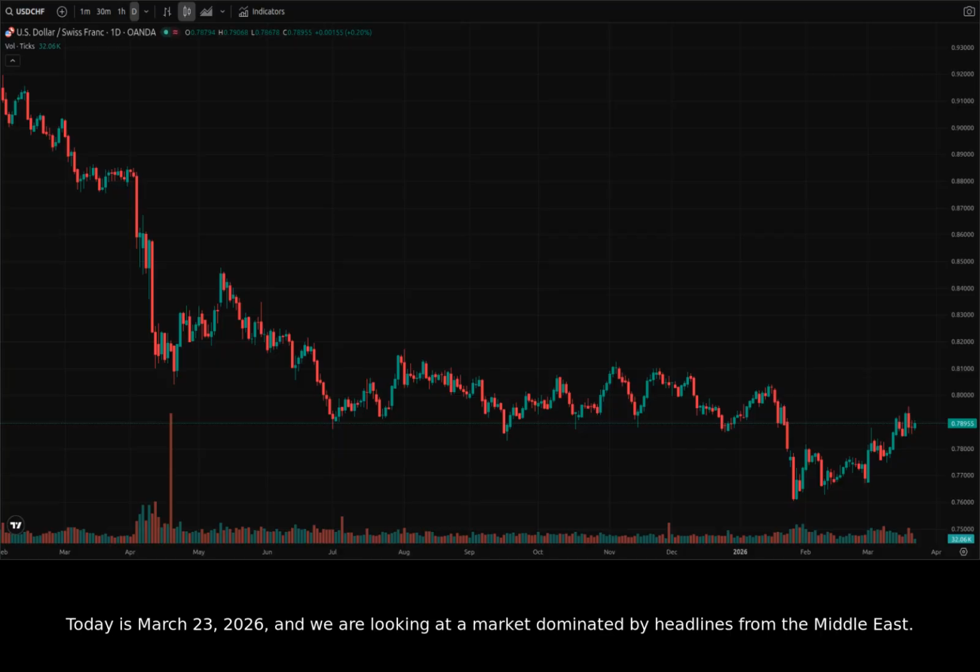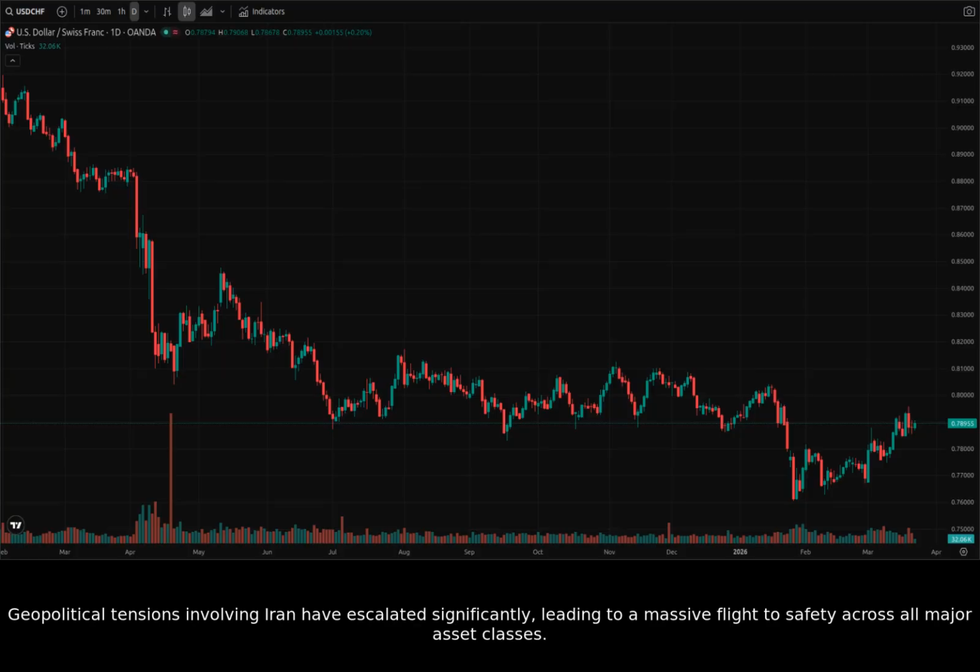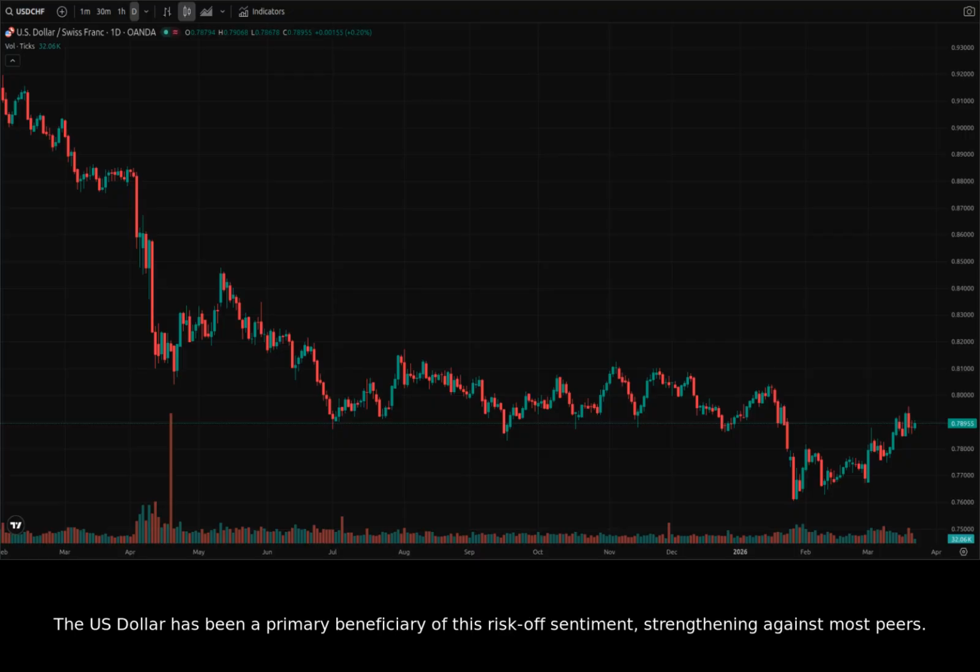Today is March 23, 2026, and we are looking at a market dominated by headlines from the Middle East. Geopolitical tensions involving Iran have escalated significantly, leading to a massive flight to safety across all major asset classes. The US dollar has been a primary beneficiary of this risk-off sentiment, strengthening against most peers. However, the Swiss franc is also traditionally a safe haven, creating a unique tug-of-war in the USDCHF pair.